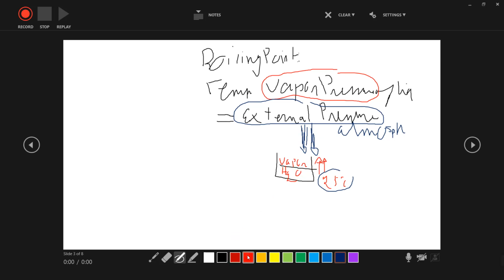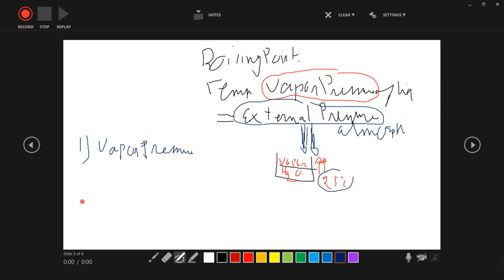So in order to vaporize or to reach the boiling point, I can do one of two steps. First thing I can do to vaporize the water is to increase the vapor pressure. This small vapor pressure, I want to increase it in order to reach and be equal to this strong external pressure. If I can do this, water will start to boil. So first thing I can do to vaporize water is to increase vapor pressure.